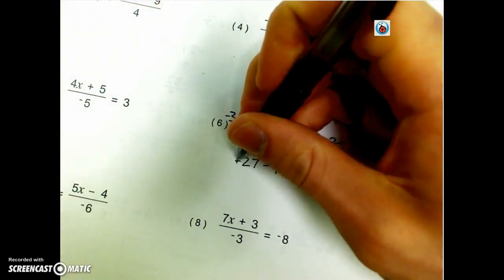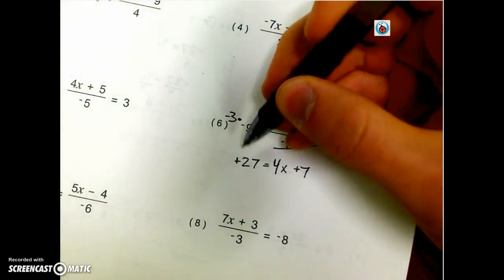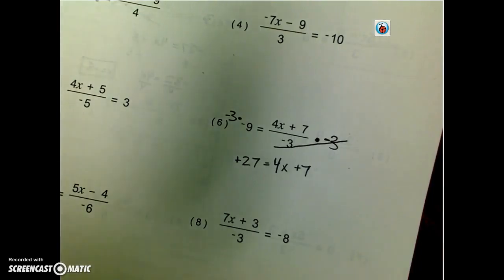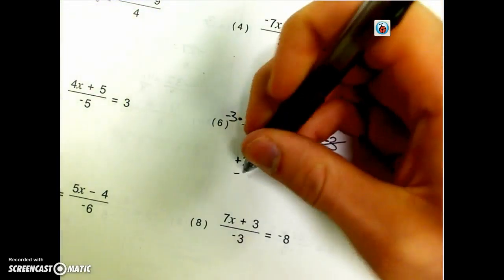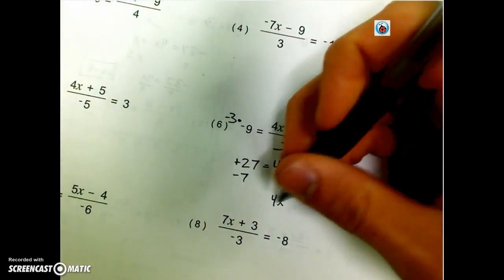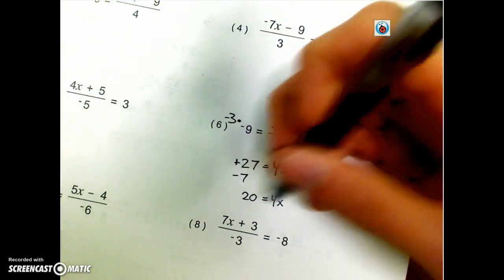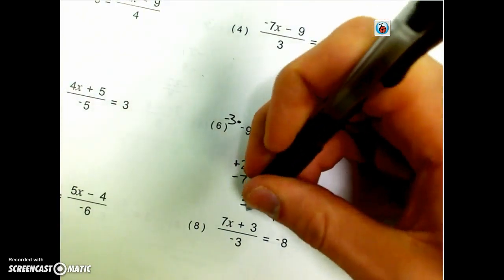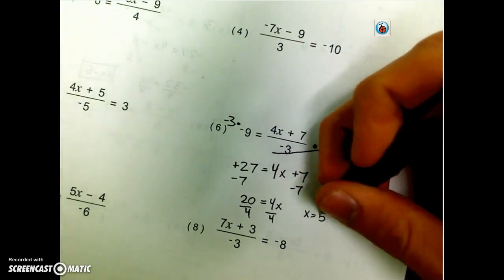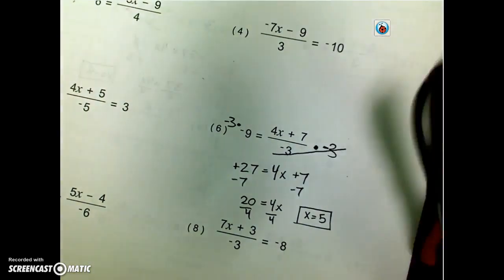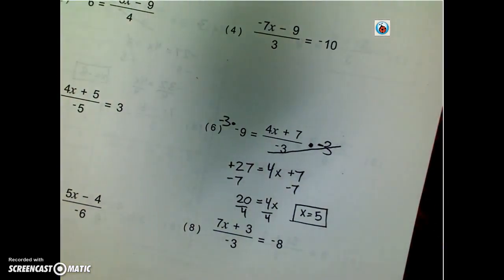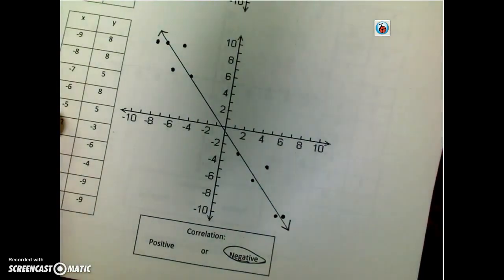And this is a positive 27 because negative times negative gives us a positive. My mistake. So when we subtract 7 from both sides, I'll get a 4x here is equal to a 20. When I divide both sides by our 4, we get that our x is equal to a 5. Alright, so that's this week's skills practice page, clearing some denominators, drawing some lines of best fit.